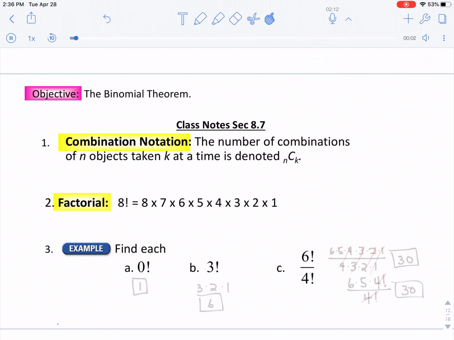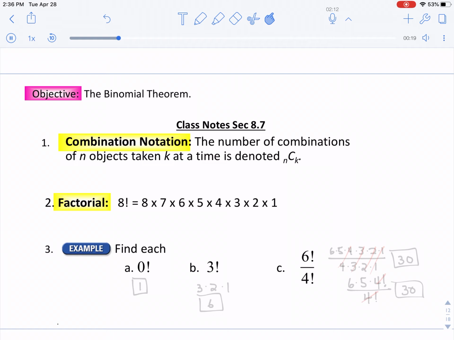This is class notes section 8.7. A combination is the number of combinations of n objects taken k at a time, denoted as nCk. And when we read that, we call it n choose k.